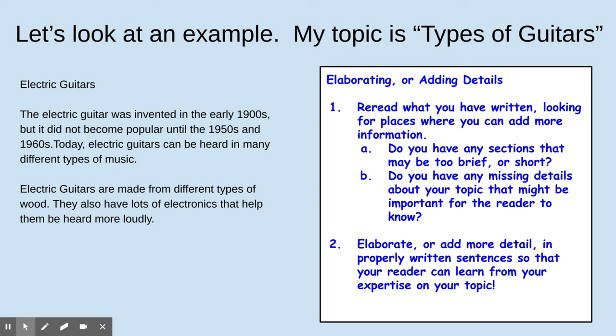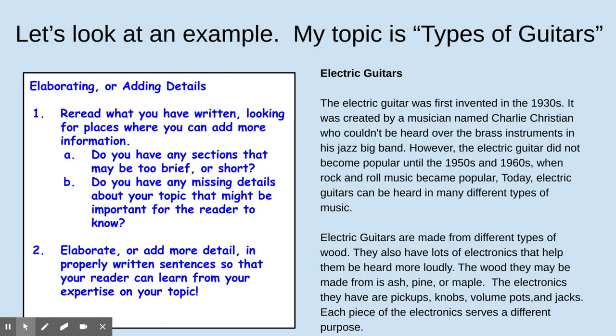Our goal here is not to write a book, not to write a really, really long paragraph, but give enough information so that our readers can learn from our expertise. So in this page, we have each paragraph is 2 sentences long. Let's see what happens once I elaborate or add details. So now we're looking at the right side of the page. We can see our paragraphs got longer. Let me read them to you.